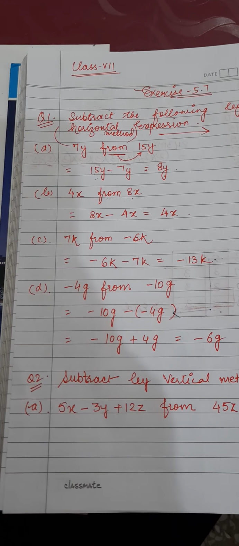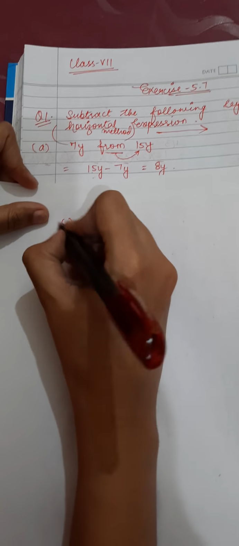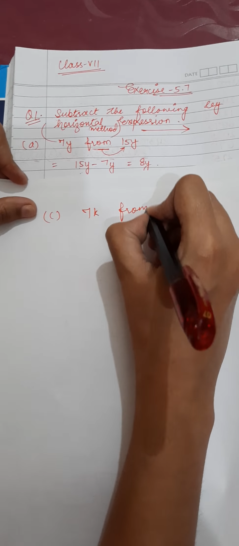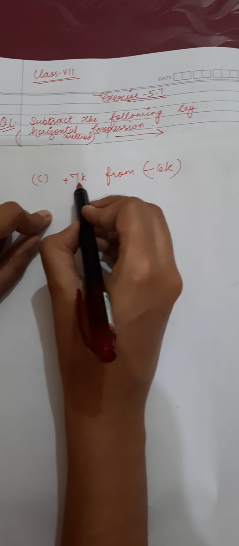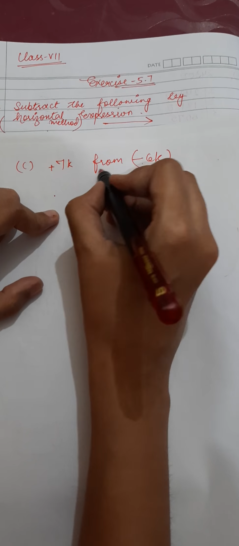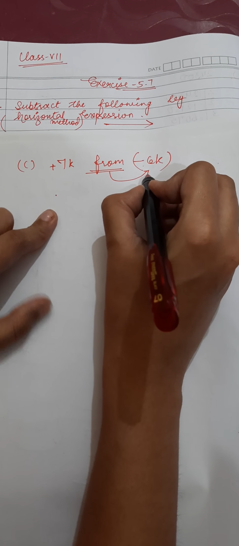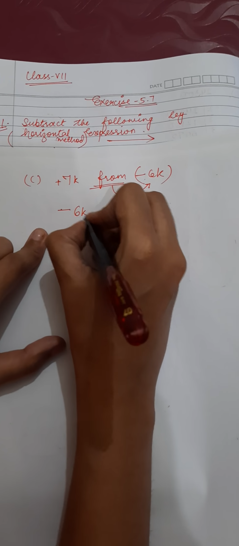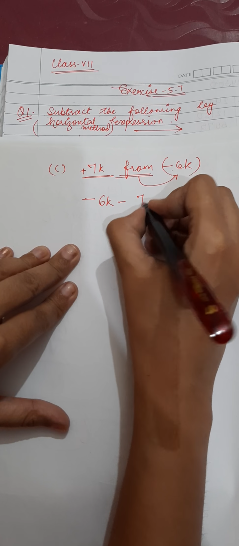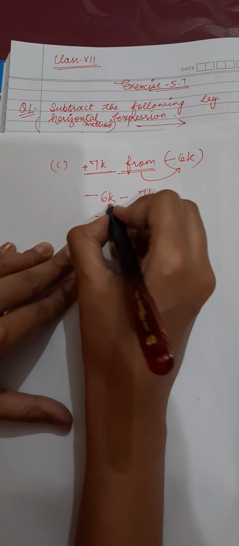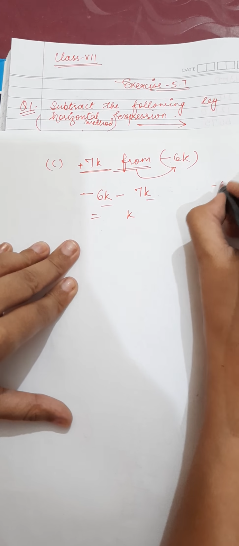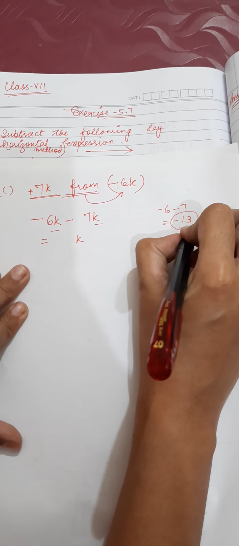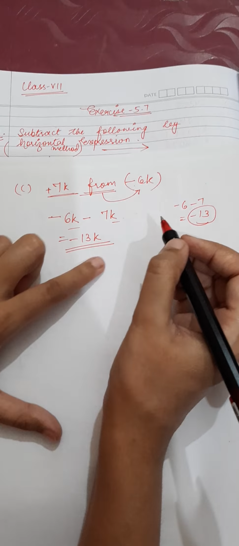Now see this question, C part. You have to subtract 7k from minus 6k. Now you will be saying that this is positive and this is negative, so out of these two, bigger one is this and we have to write 7k first, but no, we have to use the from, and after from, what is there? Minus 6k. So you are going to write minus 6k, and what you have to do? Subtract. What you have to subtract? This 7k. Now you can solve it. Same variables are there, so it will be k. Minus 6 and minus 7 is going to give you minus 13. So the answer is going to be minus 13k.